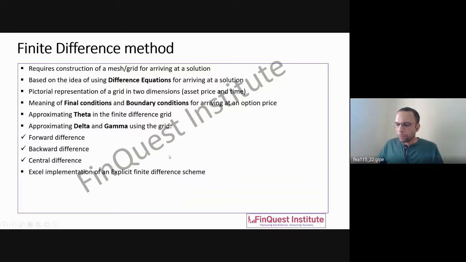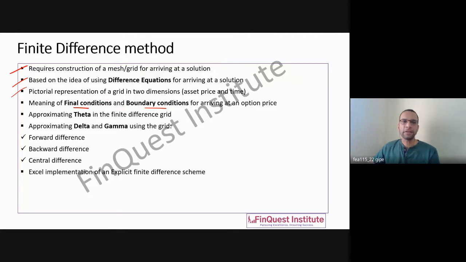So, just running through the points: have we missed anything? Construction of the grid is done. Basic idea of difference equation, pictorial, yes. Final and boundary conditions is something which we'll quickly run through. There are two things which we need to understand when we are doing finite difference. One is a final condition and the other is a boundary condition. Because what we're trying to do is essentially solve a partial differential equation, and for solving that equation, we need to define these types of conditions.